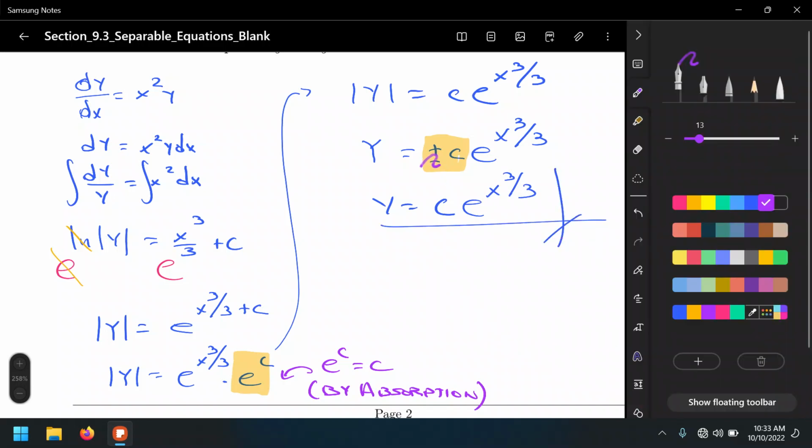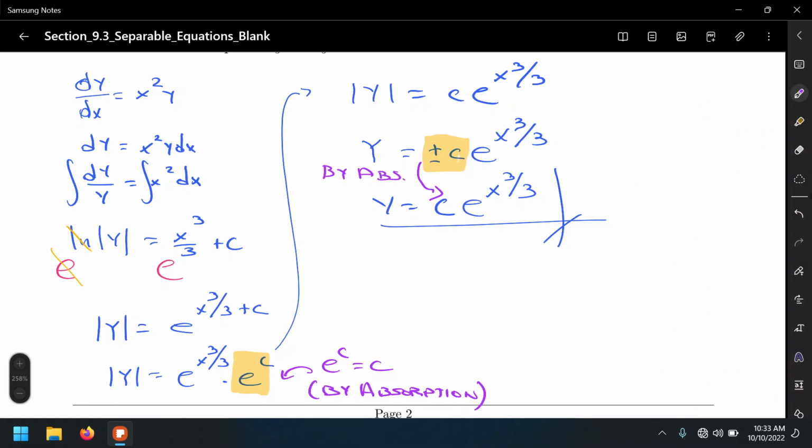And again, let me point it out, by absorption. Okay? That's the only thing that might look a little weird when solving differential equations, this absorption thing. Everything else will just work the exact same way. Alright? So these are a few examples on how to solve differential equations.